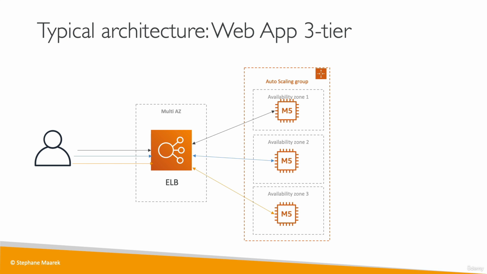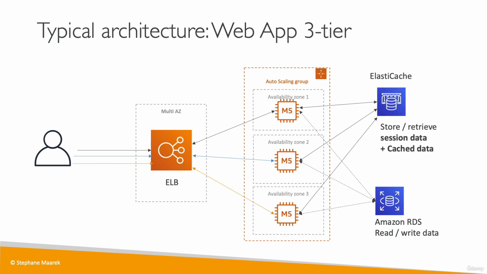And then these EC2 instances need to store data somewhere, so they will use a database such as Amazon RDS for a relational database to read and write data. And if they need an in-memory cache, then they can also use ElastiCache to store and retrieve the session data or the cached data. Now, this architecture is something we can easily reproduce manually. We can also reproduce it on AWS through CloudFormation, but there is a better way.